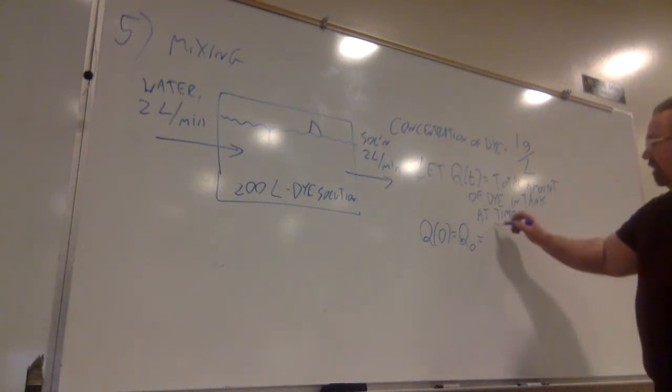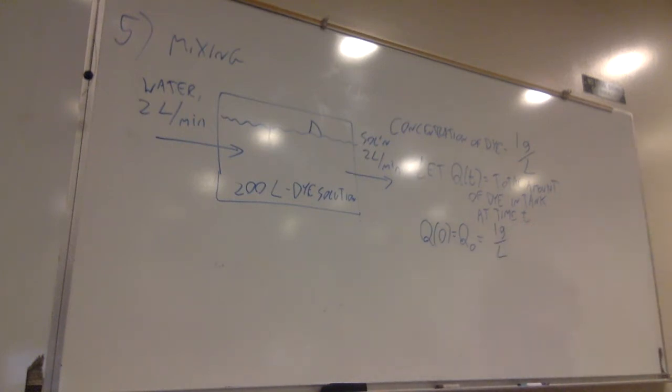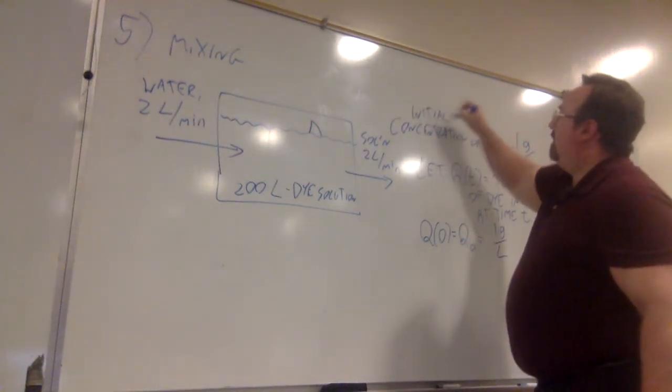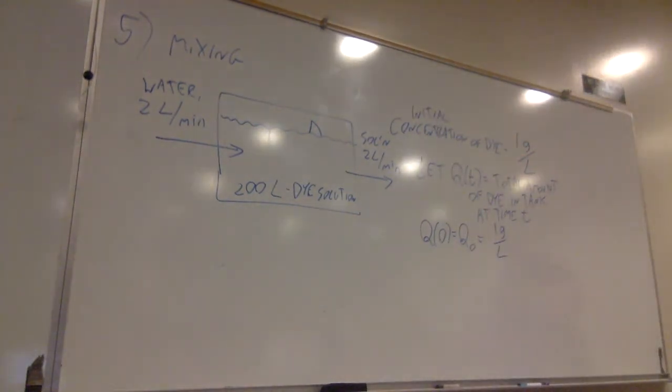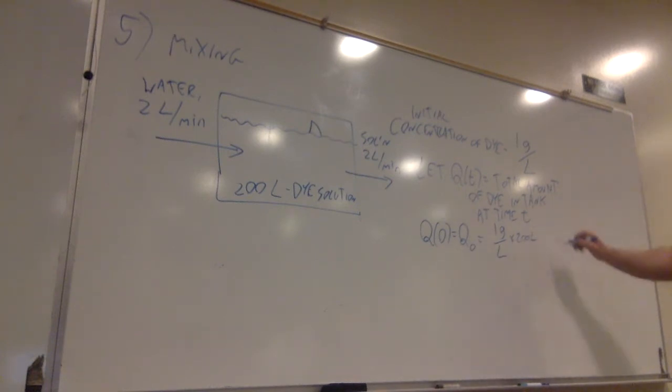So it is 1 gram per liter. Okay, so I should say this is the initial concentration of dye before we begin flushing. 1 gram per liter times 200 liters, the amount of solution in the tank. So just cancel the units. So 200 grams is our initial value.